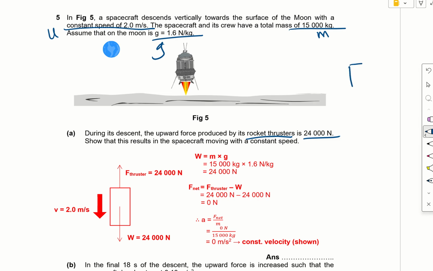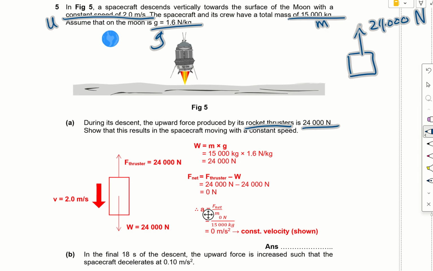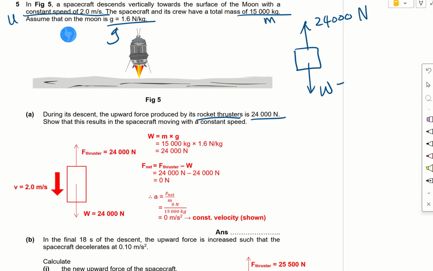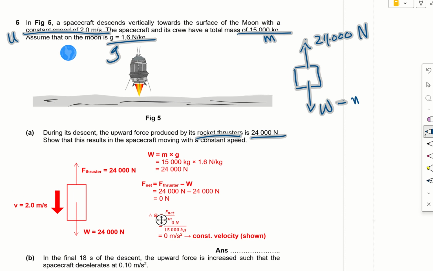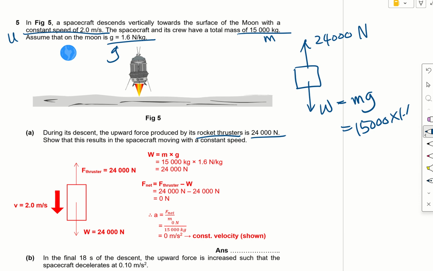So this is the rocket. I have a 24,000 Newton acting upwards, but I also have the weight. I know the weight is mg, W equals mg. So the mass is 15,000 multiplied by 1.6. I get 24,000 Newton. So as you can see, there are two forces acting on this spacecraft.